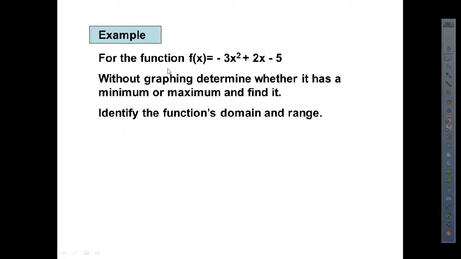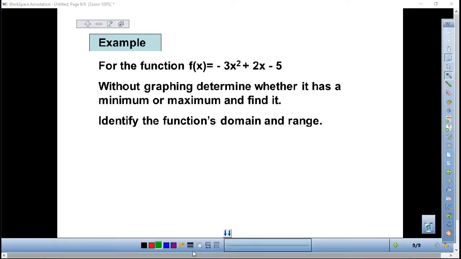Alright, so for the function f of x equals -3x² plus 2x minus 5, without graphing, determine whether it has a minimum or maximum. What does it have? Well, the a says it's opening down, so it's got a maximum. That was easy, wasn't it? And identify the function's domain and range. We've got to find the maximum as well.